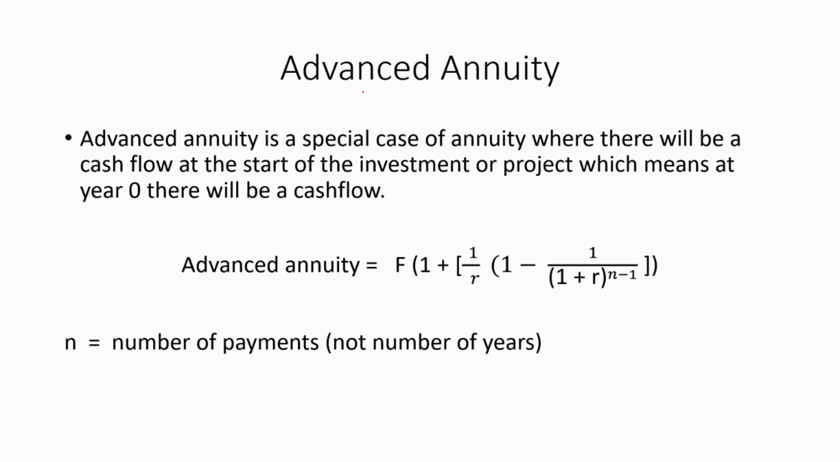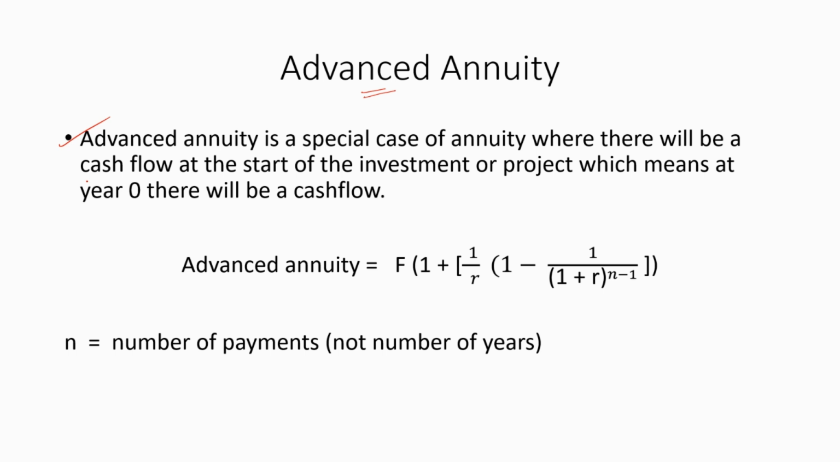Now let's go one step further. Advanced annuity. Advanced annuity is a special case of annuity where there will be a cash flow at the start of the investment or project, which means at year 0 there will be a cash flow. If you can remember now, under annuity there was no cash flow at year 0. Only beginning from year 1 there were cash flows.